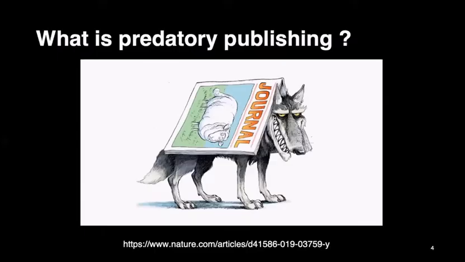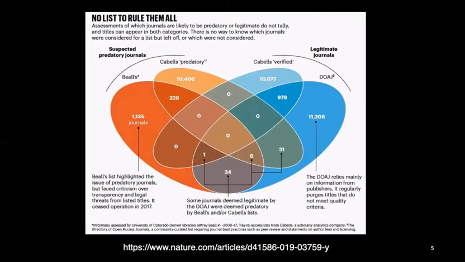So what is predatory publishing? It's an opportunistic model of publishing. The idea is to make money, it's low quality, and it does not follow the best practices according to DOAJ or COPE, for example. Historically, the Beall's list was a ready reckoner at some point of time, but there is no list to rule them all.